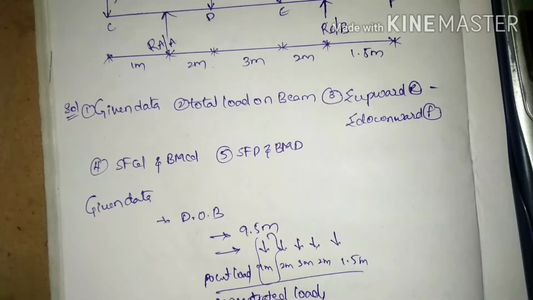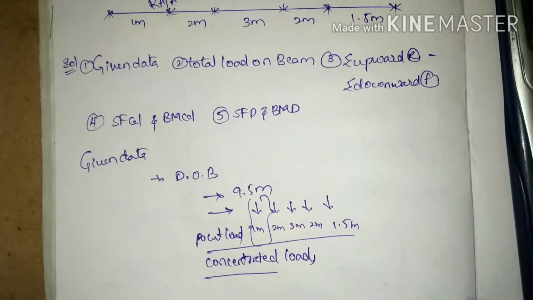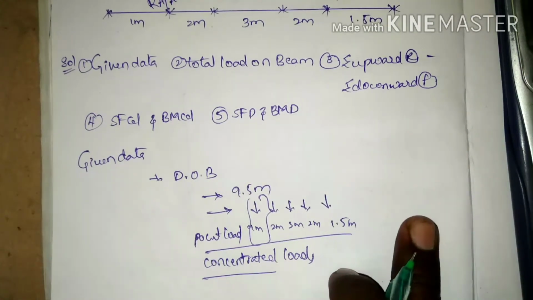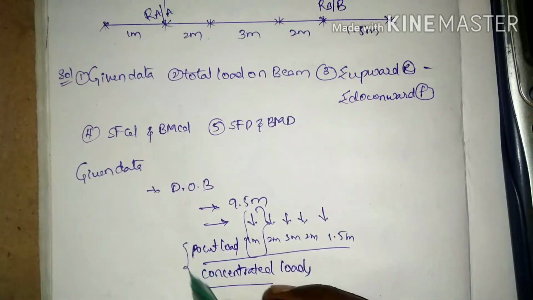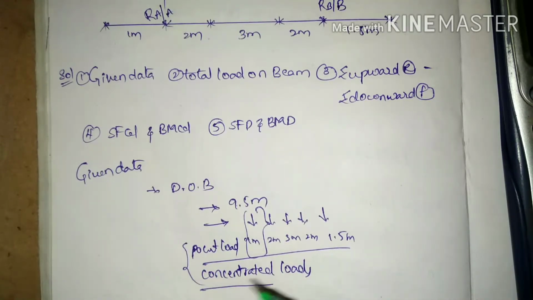In the question they may give point loads or concentrated loads, so you don't need to be confused about what a concentrated load is. Just simply remember that a point load can also be called a concentrated load. Next, our second step is the total load on beam.